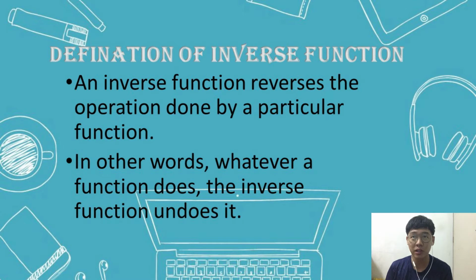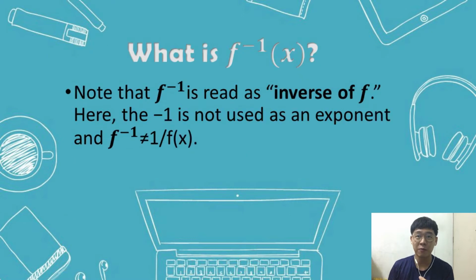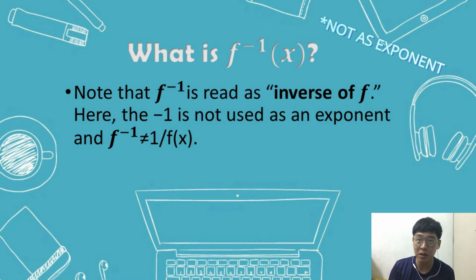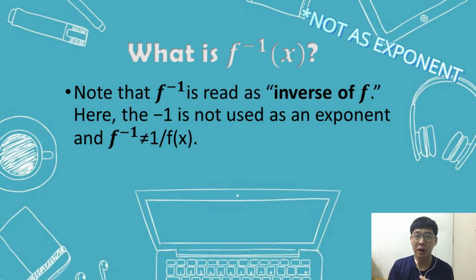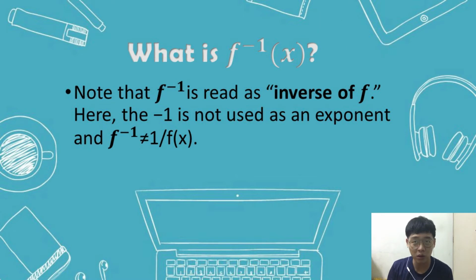An inverse function is the reverse operation done by a particular function. Hence, we write the function as f minus 1. What is f minus 1? The f minus 1 is read as the inverse of the function. The negative one is known as an exponent. Remember, f to the power of negative 1 is not equal to 1 over the function.